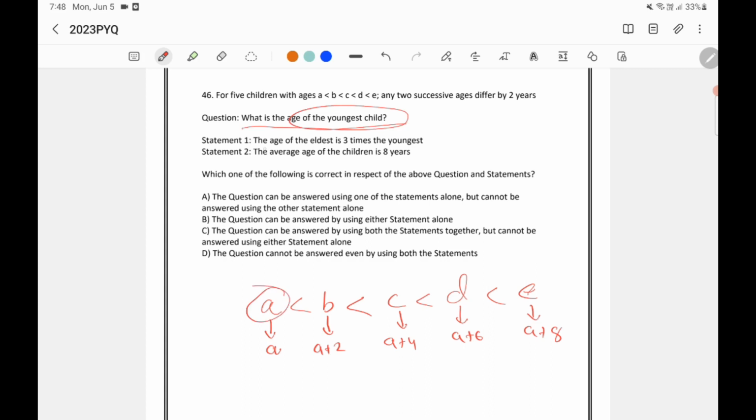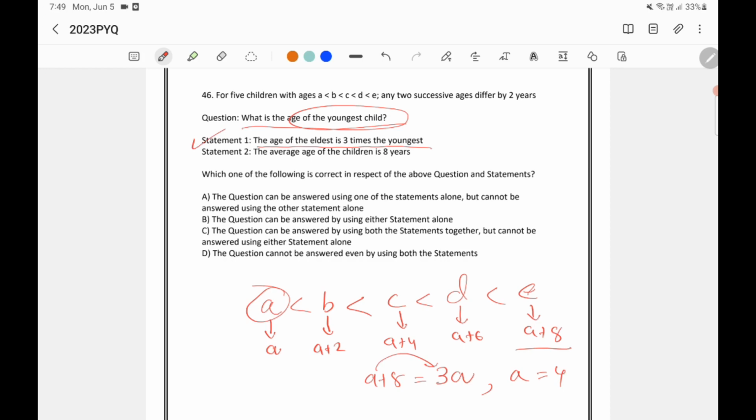Now statement 1 says that the age of the eldest is 3 times the youngest. That means age of the eldest is A plus 8. A plus 8 is equal to 3 times the youngest, which means A. So from here you can find out A because there is only one variable A. So if I put A here, it will become 2A. 2A is equal to 8, or A equal to 4. So you can find out the age of A. So this is correct. By using statement 1 alone, you can find out the answer.